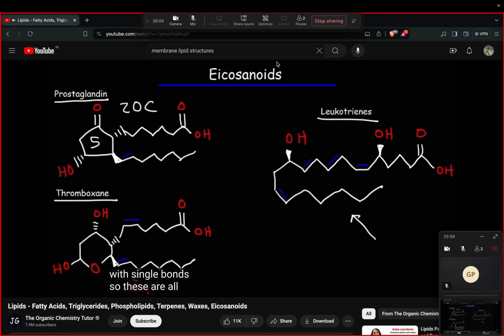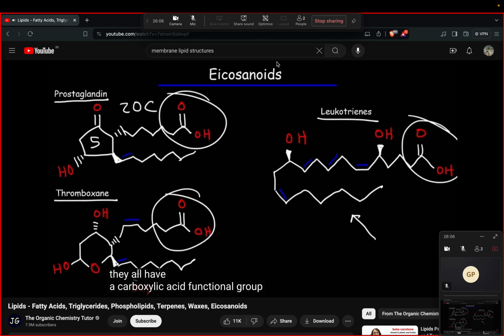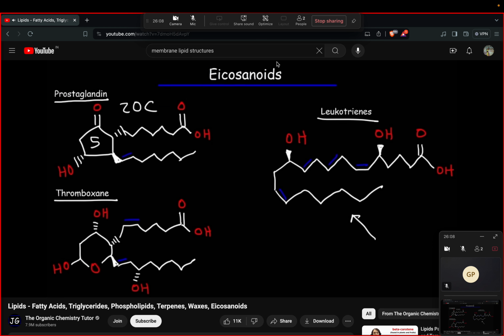So these are all lipids. And notice that they all have a carboxylic acid functional group. Prostaglandins are used as vasodilators. They can widen blood vessels. They can also inhibit platelet aggregation.